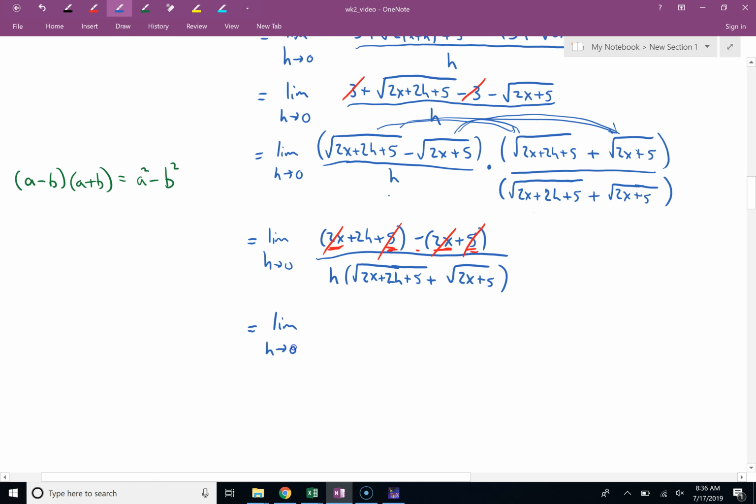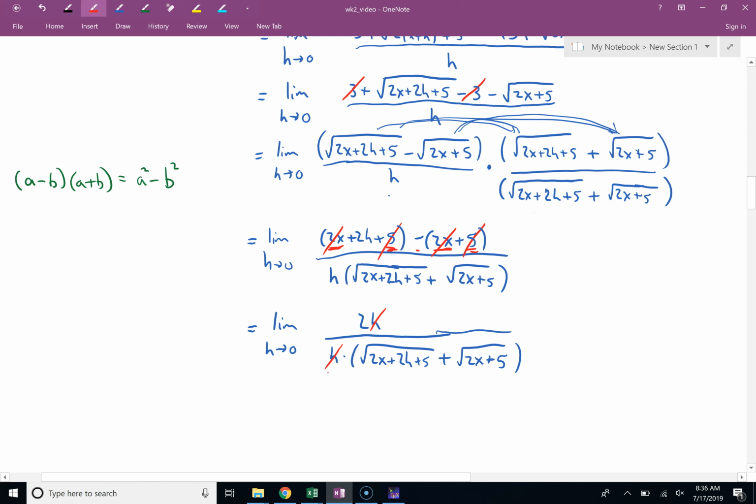So now we have the limit as h goes to 0. And let's see, what's left in my numerator? It looks like I just have 2h. Oops, that's one of the worst h's I've ever seen. There we go. And let's see, 2x plus 2h plus 5 plus square root of 2x plus 5. All right, and now because we didn't distribute that h there, you can see that actually we have an h on both top and bottom, and so those are going to perfectly cancel out.